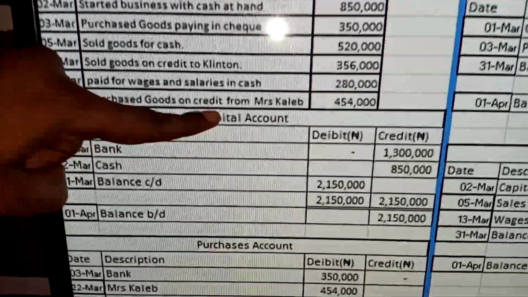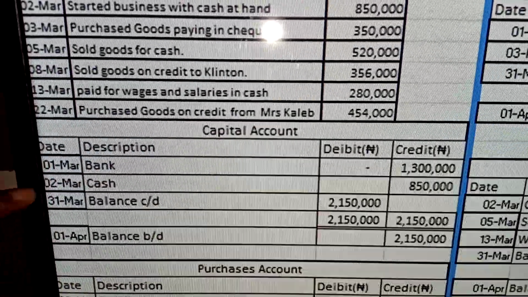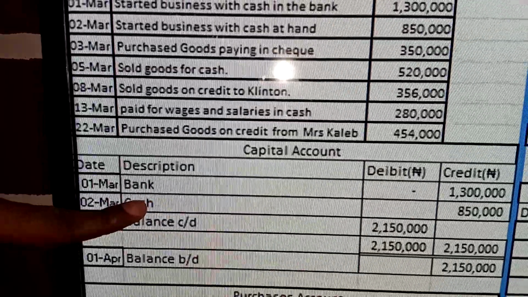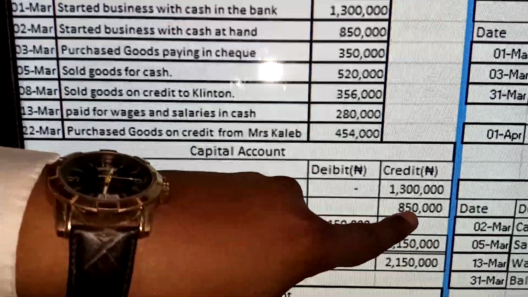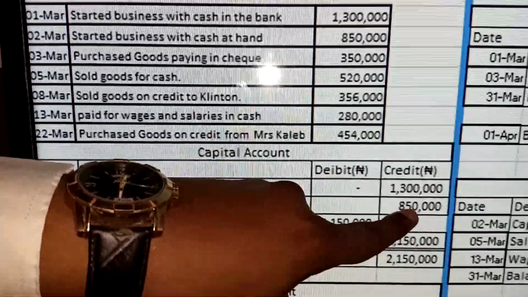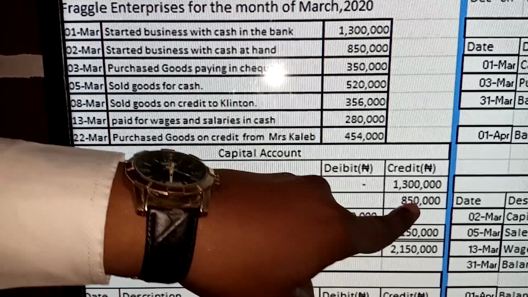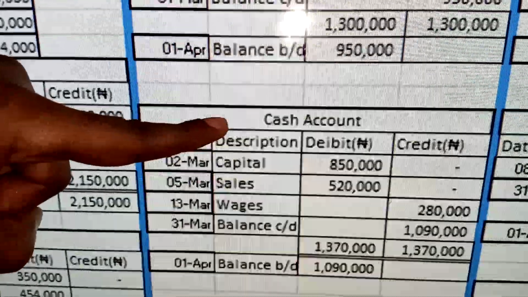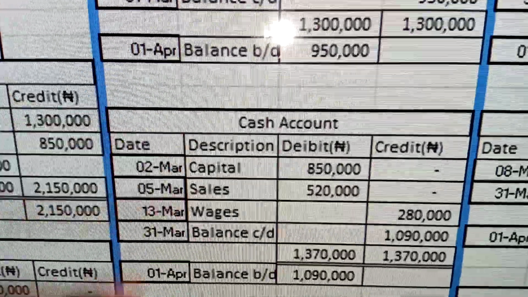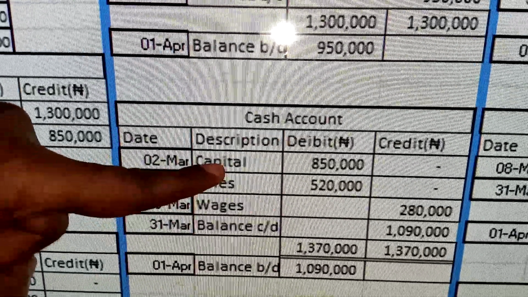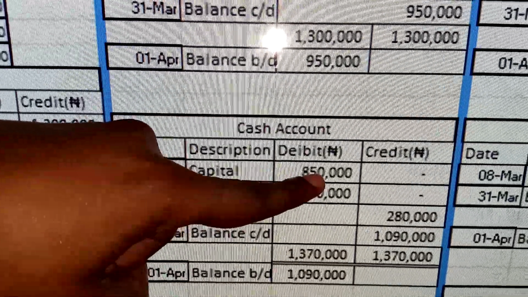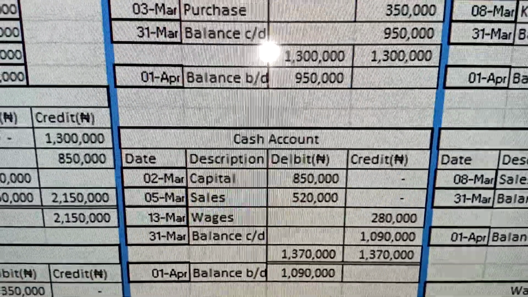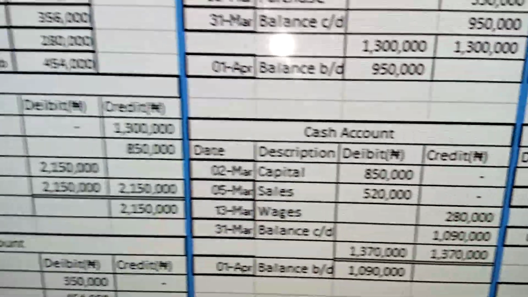So let's go to capital here. We have capital account here. That is 2nd of March. We have cash of 850,000. We're crediting capital. That's it. 850,000 on the credit side. That's the first entry. Remember, every credit entry must have a corresponding debit entry. So we are going to open cash. Here is cash account. Cash account here, we have 2nd of March. Capital, cash is debited. 850,000. So that is it for that transaction.